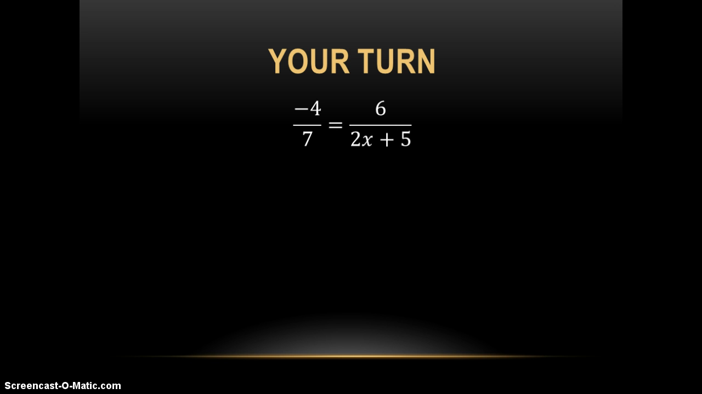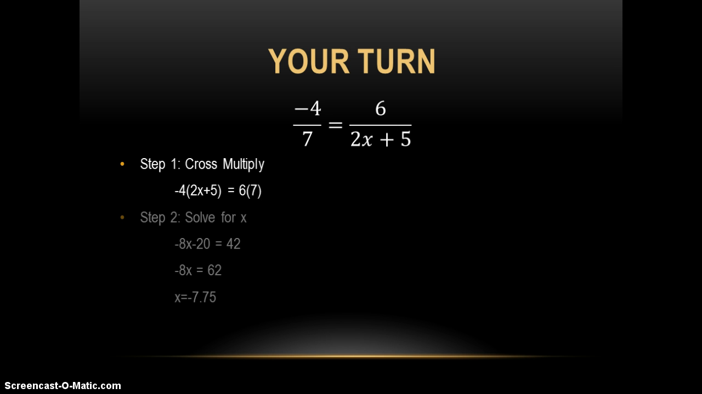So your turn. Negative 4 over 7 equals 6 over 2x plus 5. Step 1, we would cross multiply, so negative 4 times 2x plus 5 equals 6 times 7. And then we would solve for x, so the first thing we would do is distribute the negative 4, so it would be negative 8x minus 20, and then 6 times 7 is 42.